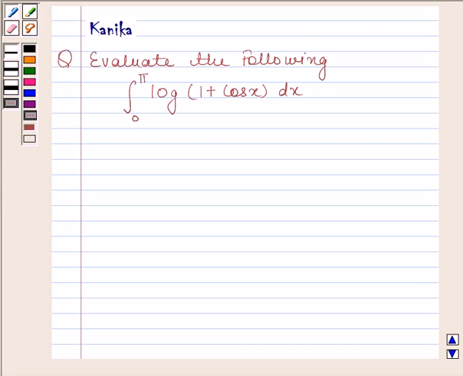Let us discuss the following question. The question says, evaluate the following: integral of log 1 plus cos x from 0 to pi. Let's now begin with the solution.